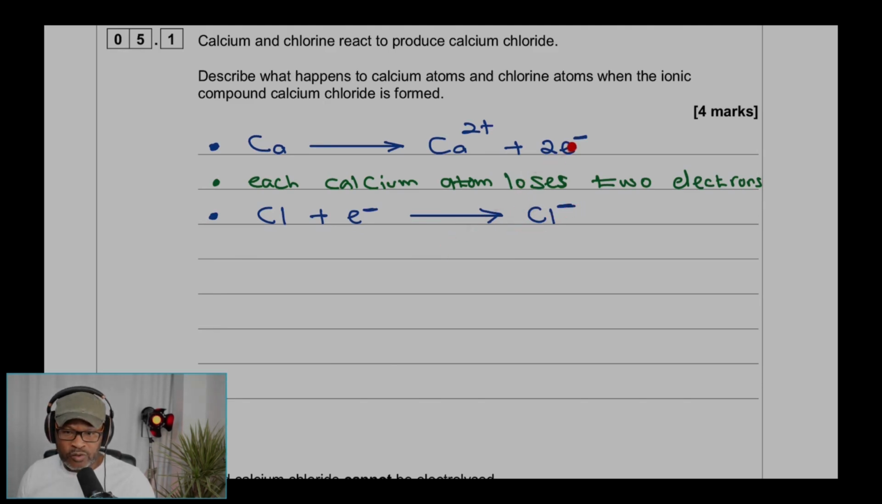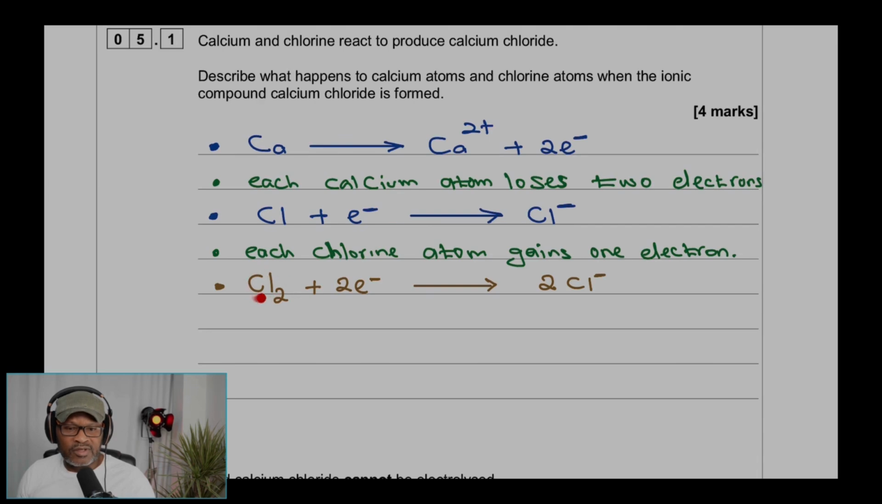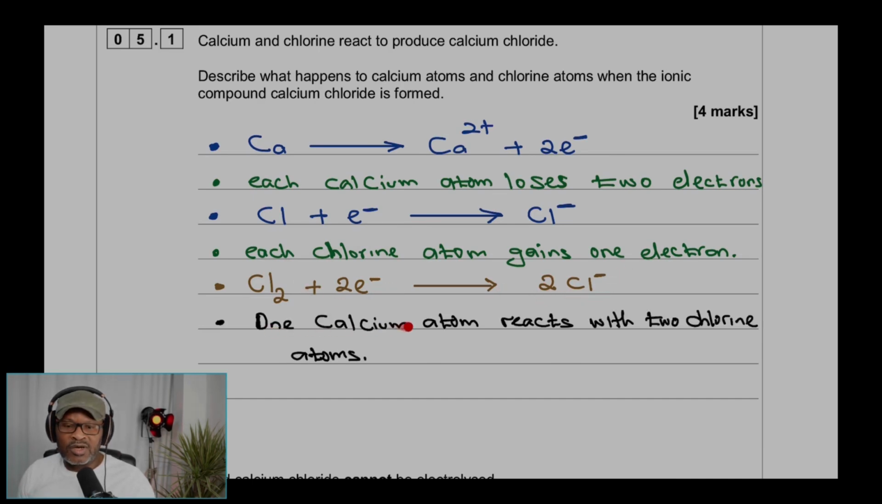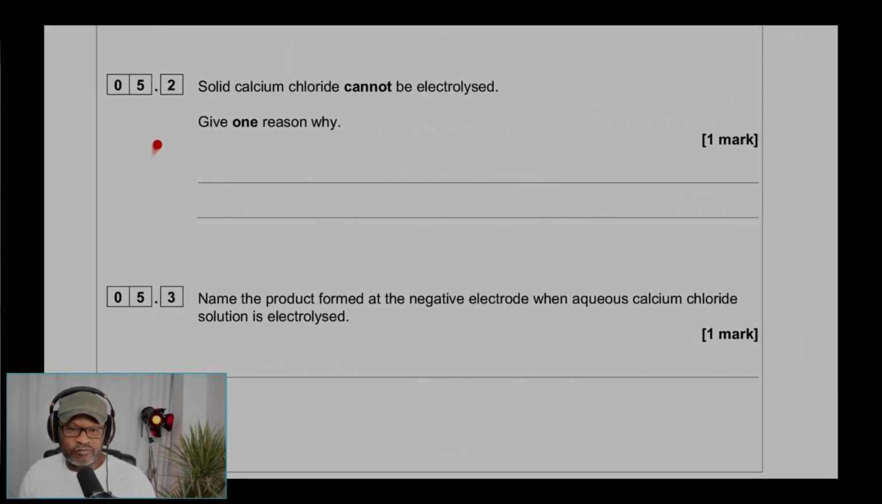But we have 2 electrons from calcium, so we need 2 chlorines. Each chlorine atom gains 1 electron. So we can write it this way: Cl2 plus the 2 electrons, because each one of them is gaining an electron, to become 2Cl minus. 1 calcium atom reacts with 2 chlorine atoms. You get 4 marks: 1, 2, 3, 4.